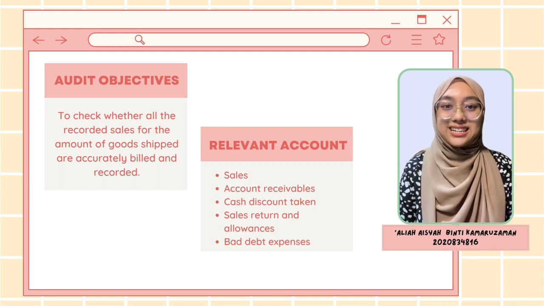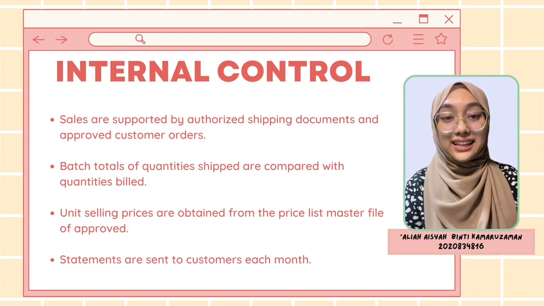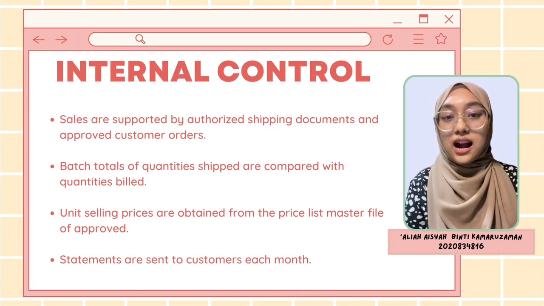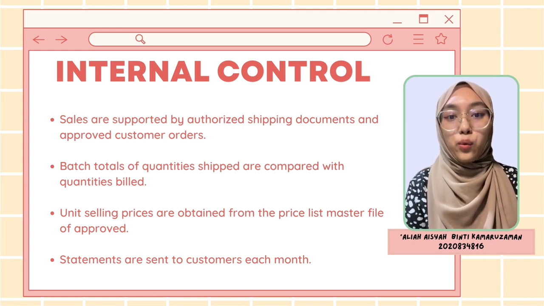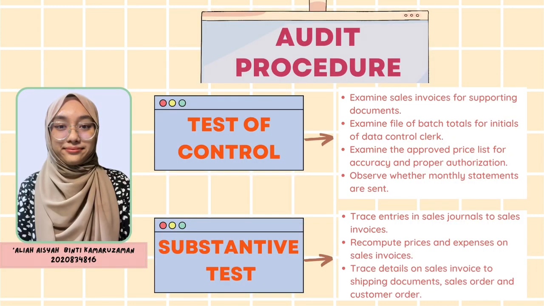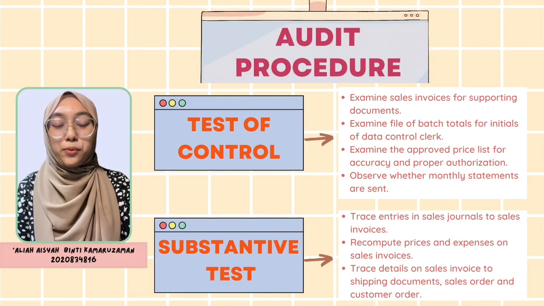bad debt expenses. The internal controls for accuracy are sales are supported by authorized shipping documents and approved customer orders. Batch totals of quantities shipped are compared with quantities billed. Unit selling prices are obtained from the approved price list master file, and statements are sent to customers each month. Next, it is the audit procedure.